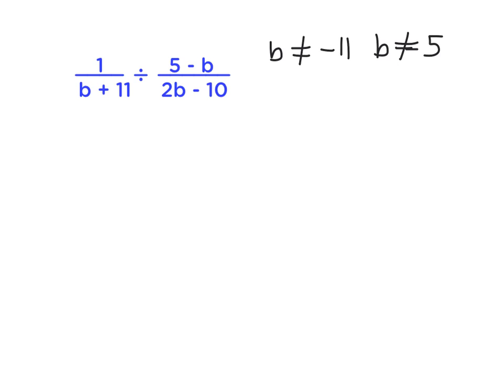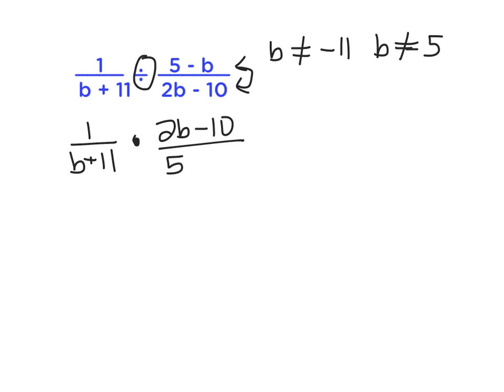The second thing I'm always going to do is fix this division. Turn it into a multiplication problem right off the bat. So to do that, I'm going to invert my second rational, my second fraction. So it becomes 1 over b plus 11 times, and now my 2b minus 10 is on top, and my 5 minus b is on bottom.